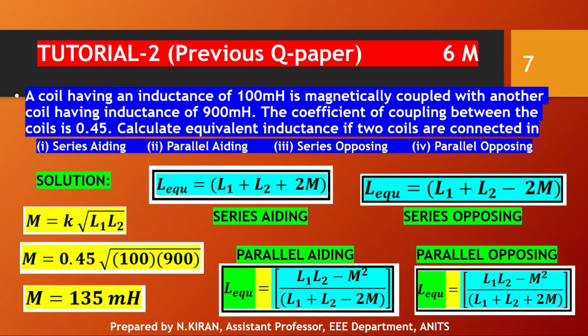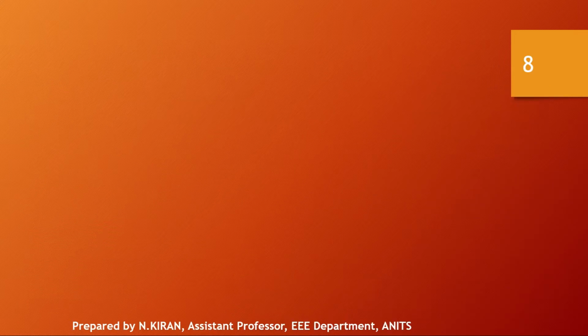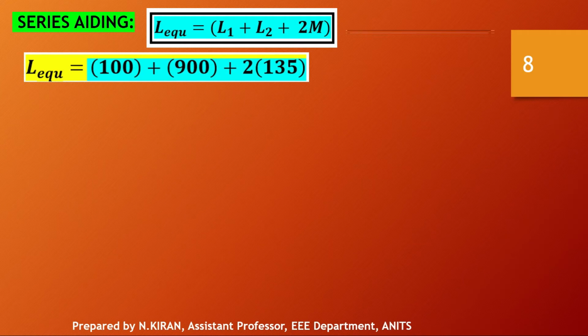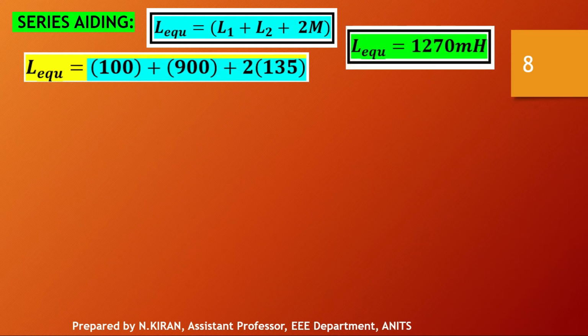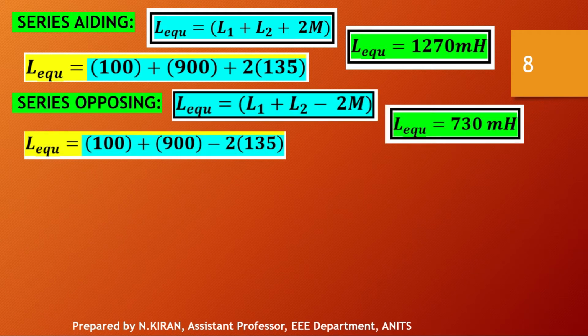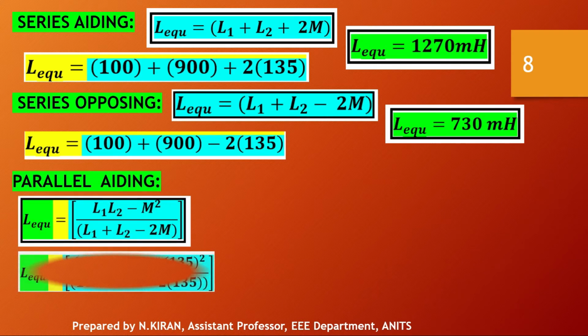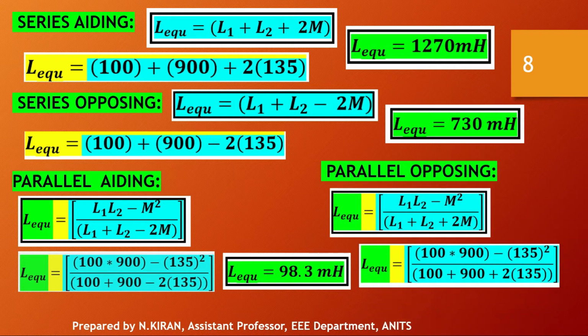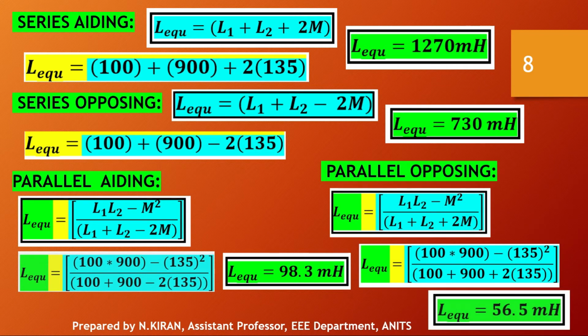So substituting all the values in the given formula, I'll get equivalent inductance in case of series aiding to be 1270 millihenry. In case of series opposing it is 730 millihenry. In case of parallel aiding it is 98.3 millihenry. In case of parallel opposing it is 56.5 millihenries.